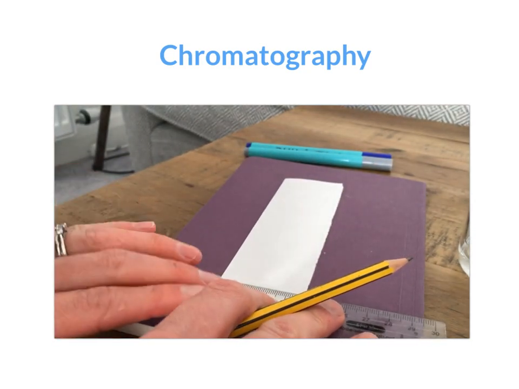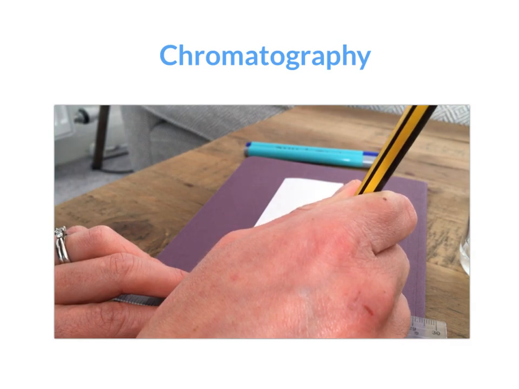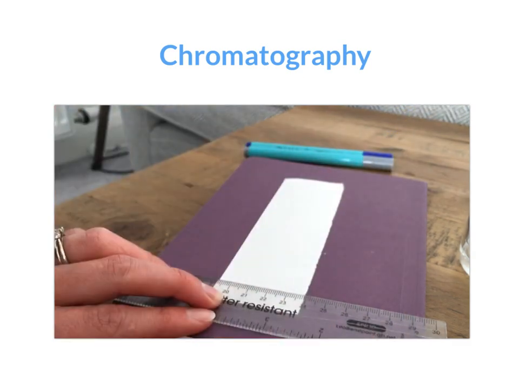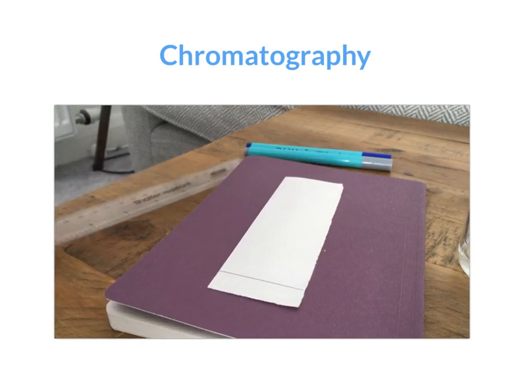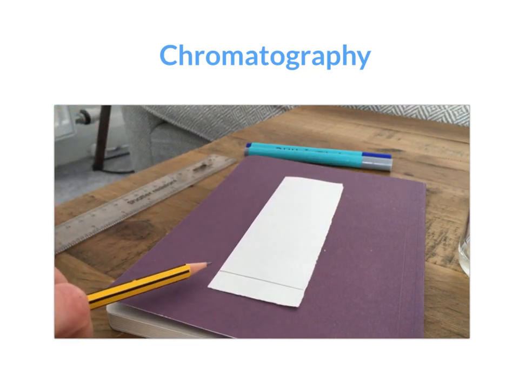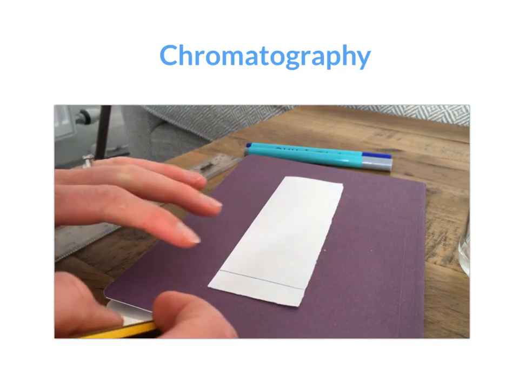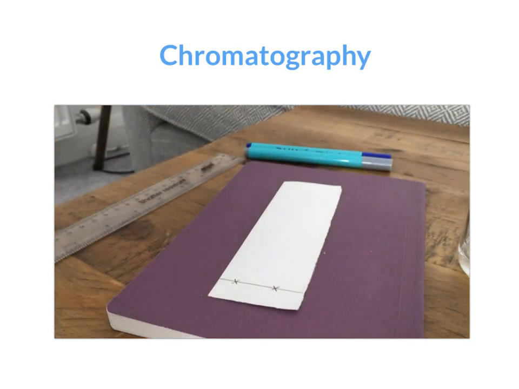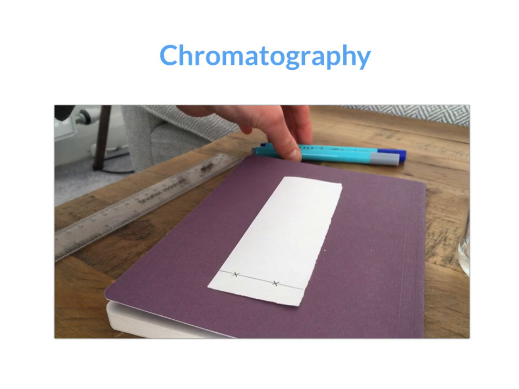So I want to draw my baseline about 1 to 2 centimetres from the bottom. I don't want to draw it too high because then it will be a long time before the water reaches my spots, but I also don't want to draw it too low because this line must be above the water level when I go to put it in my beaker. What I'm then going to do is mark with a pencil again the X's where I am going to put my spots. So I'm going to put X's where I'm going to put my spots of my marker.